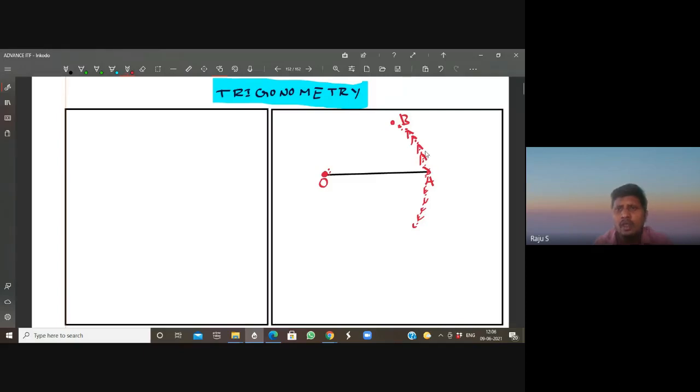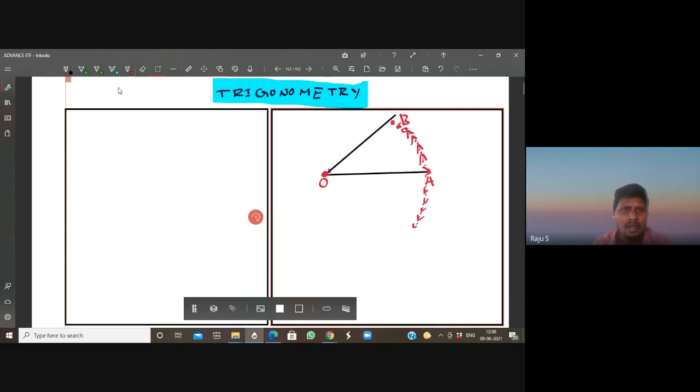So when it rotates in the anti-clockwise direction, this is called positive direction. When it rotates about the end point O, it will take the final position, like OB. A comes to here. So finally we get the ray OB. Clear?